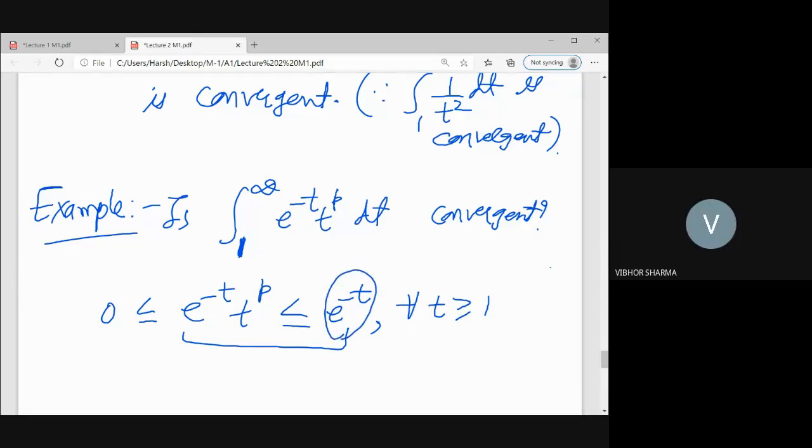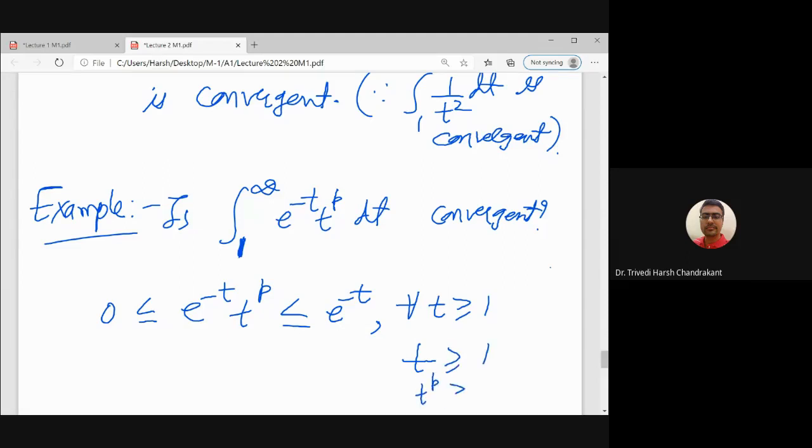Sir, this will not always happen. Pardon? Sir, in this result, e raised to power minus t into t raised to power p, since t is greater than 1, t power p should be bigger. Yes, sir. Let us see. So t is greater than or equal to 1, so t power p is also greater than or equal to 1, right? So that will be bigger actually. You're right. So it depends on p. Yeah, so this is a non-negative function.